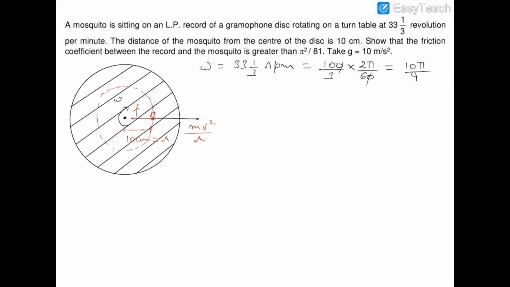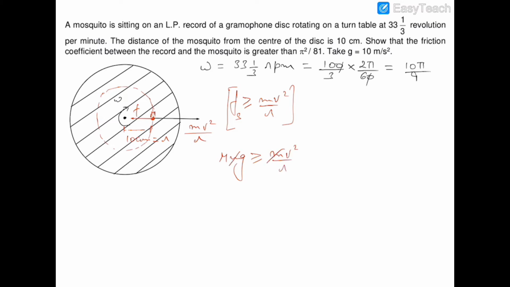So if this friction is balancing this mv square by r acting on this mosquito, which is the pseudo force, then this mosquito will be able to rotate in this circle with the disk. So for rotation, this friction should be greater than or equal to mv square by r. This friction, which is a static friction, is equal to mu mg acting on the mosquito, and this is mv square by r.